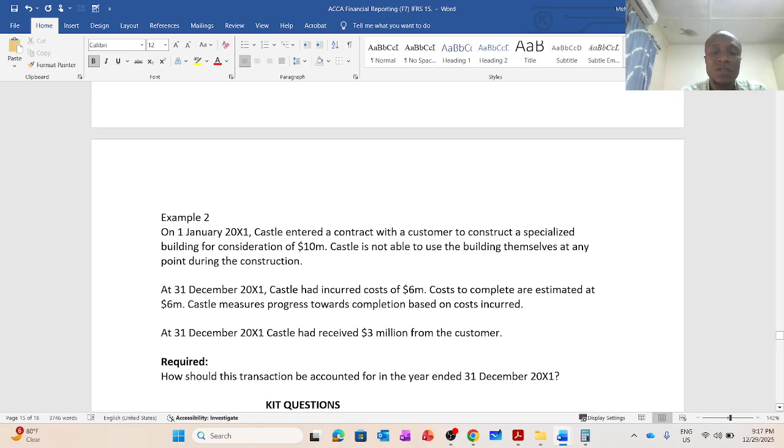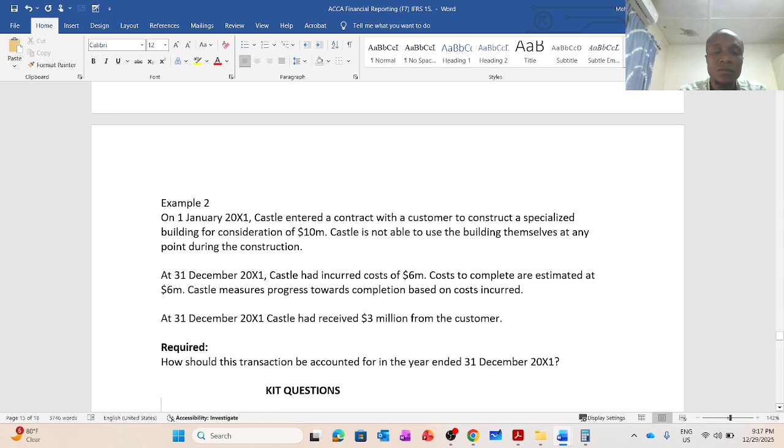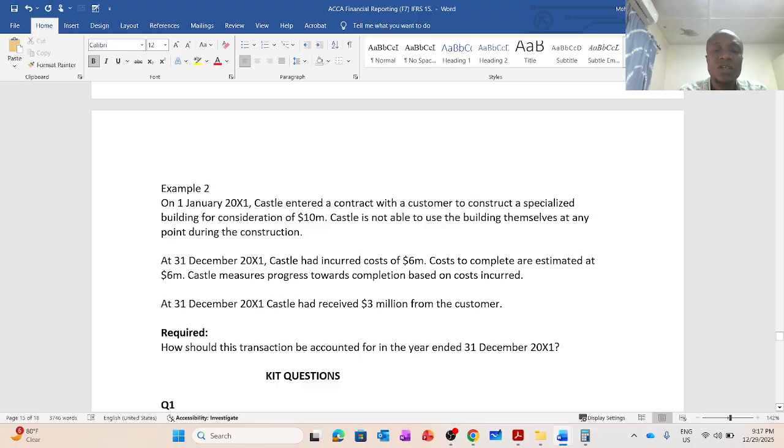At 31st December 2021, Castrol had received 3 million from the customer. So we are going to determine whether it's a contract asset or a contract liability. The question stated how we should account for the transaction, so we are going to use the 5 steps as well. In step 1, we need to determine whether it's a profit or a loss. So now we are going to look at the consideration, the revenue.